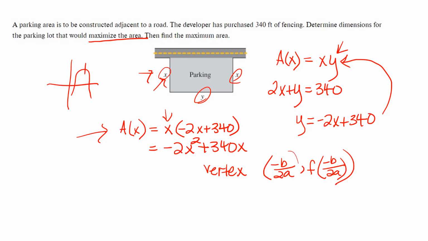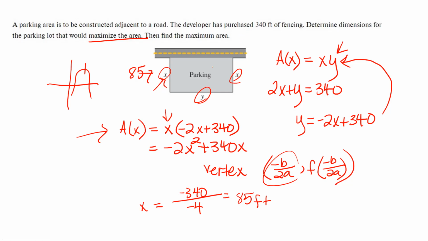So that's going to be negative b over 2a for this function. B is 340, so negative 340 over 2a, and a is negative 2, so negative 4. And so if I do that math right there, I'm going to have 85 feet. So 85 is your width of the parking lot.